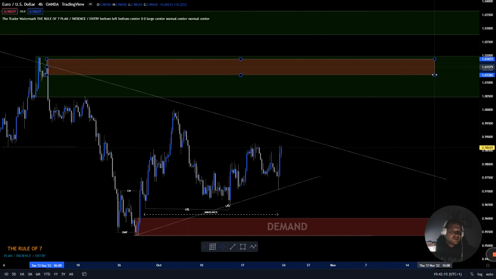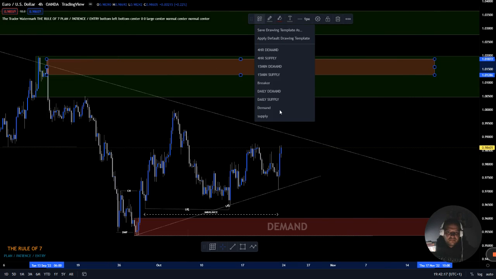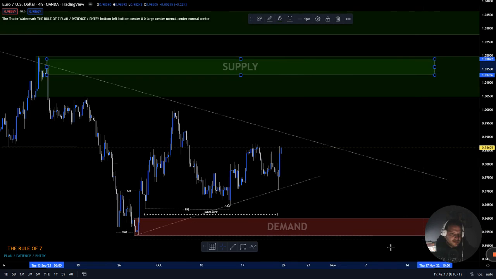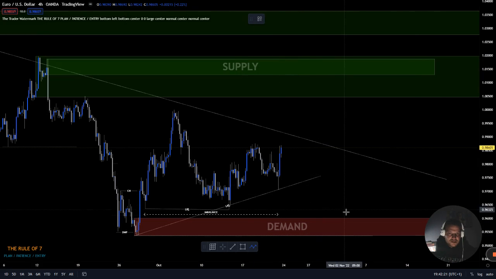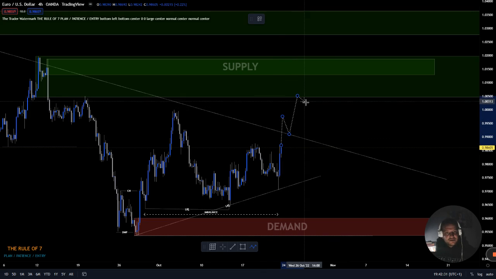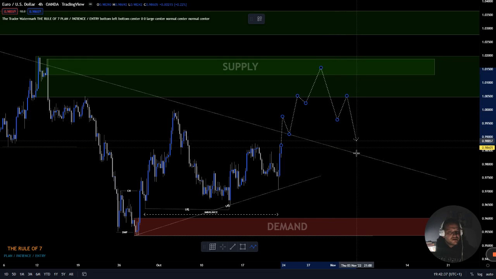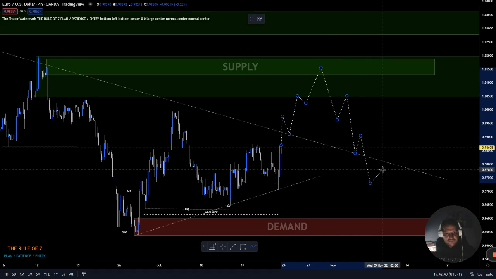supply area and start selling back to this demand zone. So we might break that, let retail think we're touching the trend line and start buying again. We'll give them a little bit of false hope, and then we'll start selling again. That will confuse them. They might start buying here again, and then we'll shoot through.